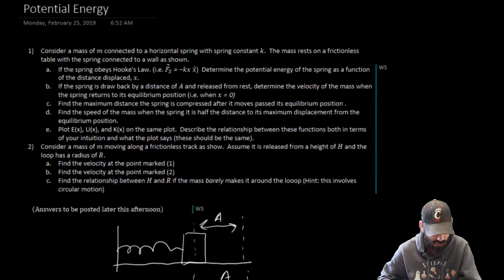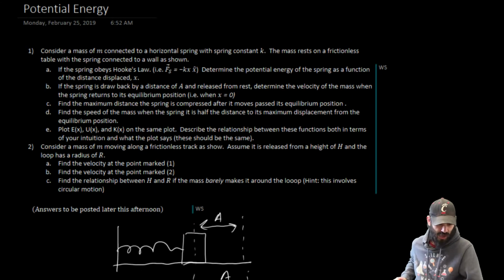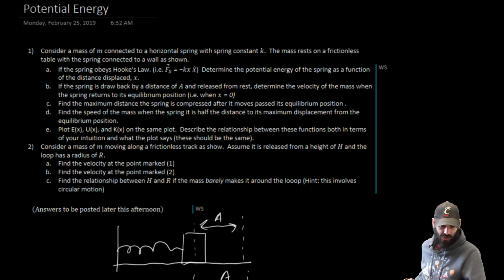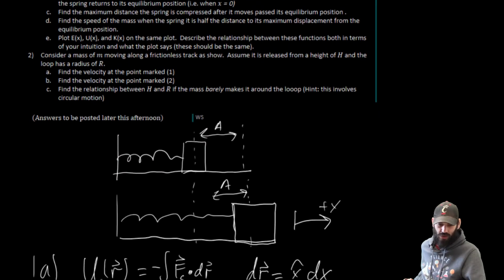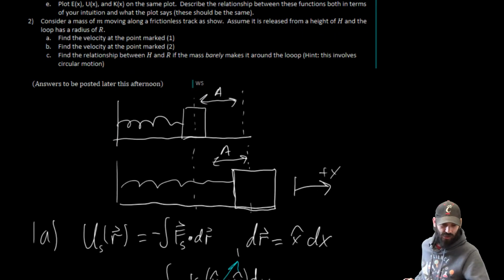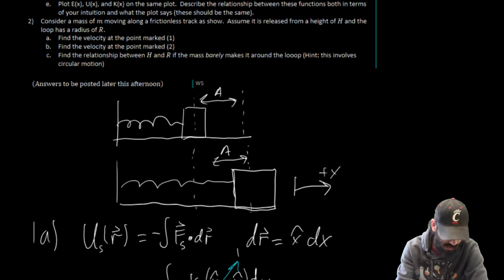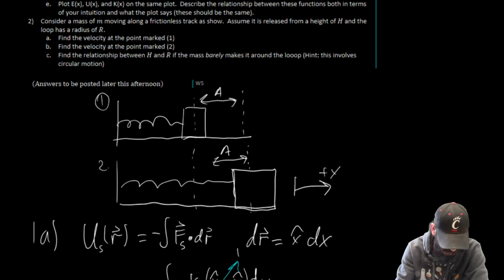The next part that we're looking at says that the spring is drawn back by a distance of a and then it's released from rest. Determine the velocity of the mass when the spring returns to its equilibrium position, i.e. when x is equal to 0. And that's actually what we have in this situation here, right? So we have, this is our state 1, this is our state 2.